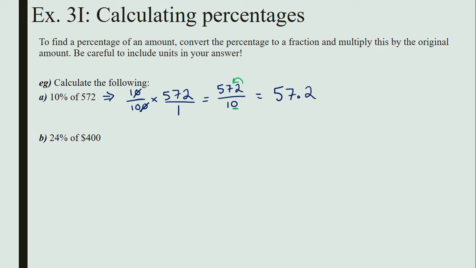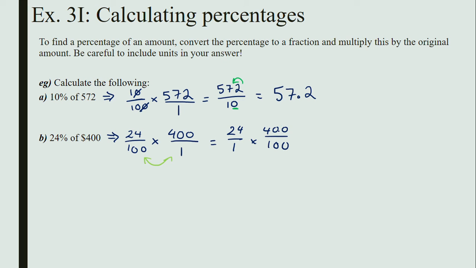Let's try another example. This time we have 24%. So again, we're going to write that as a fraction times 400. This time it is dollars. Again, we can make this a fraction out of 1. We hopefully remember that we can flip these two denominators to see if there's anything easier to cancel. We're going to make our lives a little bit easier. So what that's going to give us is 24 out of 1 times 400 out of 100. And yes, 24 and 100 have common factors, but this is going to help us a lot more.